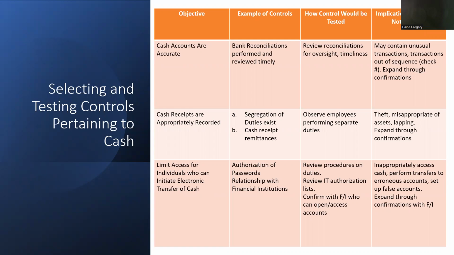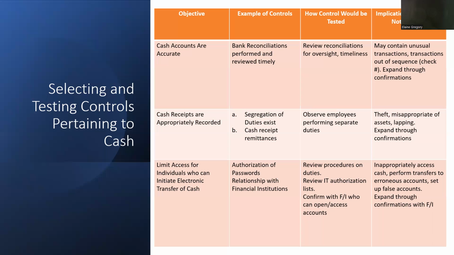Now, we want to make sure that we're selecting and testing those controls that are pertinent to cash. So we want to know if the cash accounts are accurate, whether cash receipts are appropriately recorded, and we want to also look at the controls to determine if there is a limitation of access for individuals who have the ability to perform electronic or ACH transfers of cash. So some of the controls we would want to look at are bank reconciliations, our internal controls for segregation of duties, and also our internal controls over the authorization of passwords. And we also want to know what the relationship of these employees is with financial institutions.